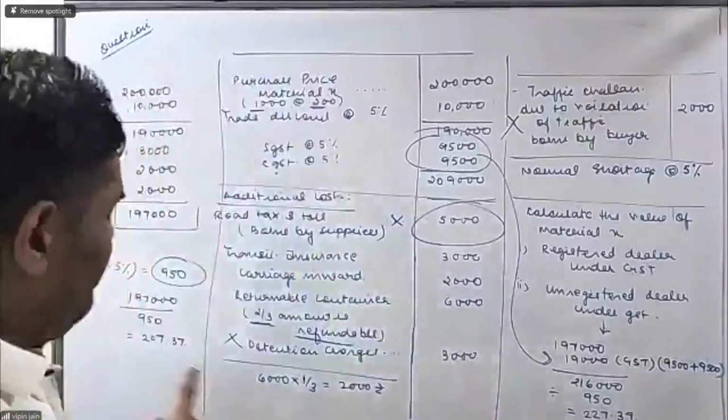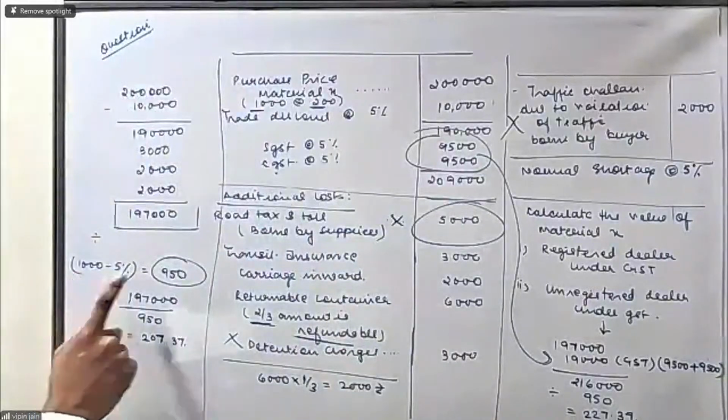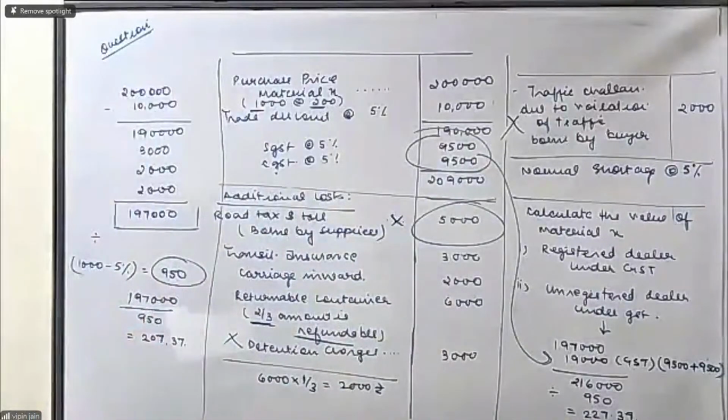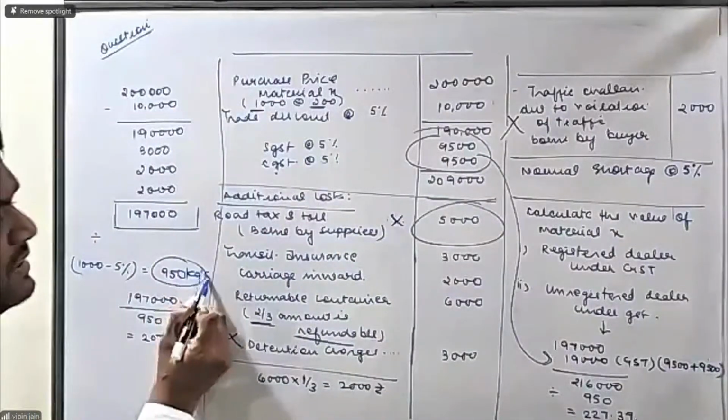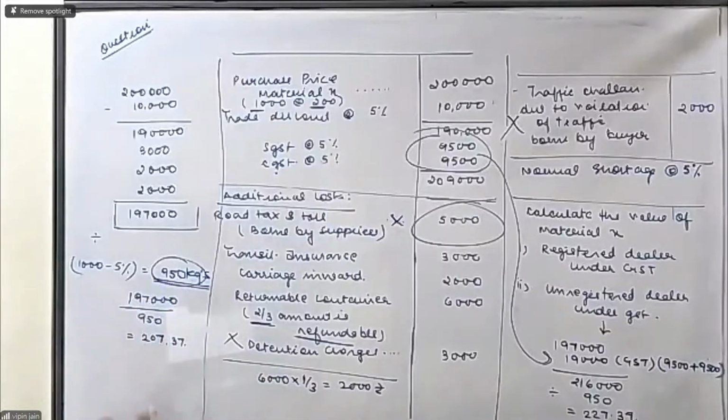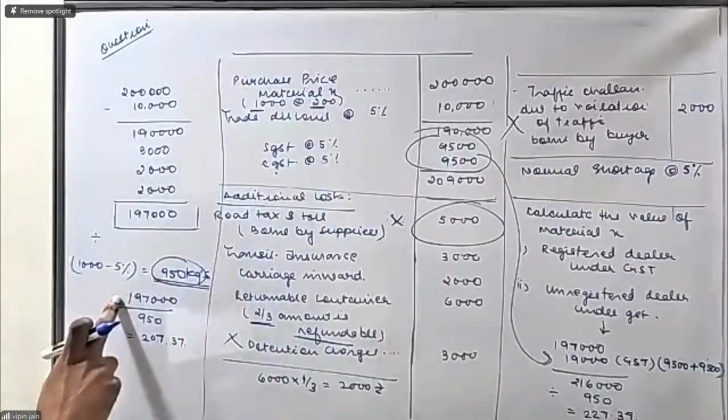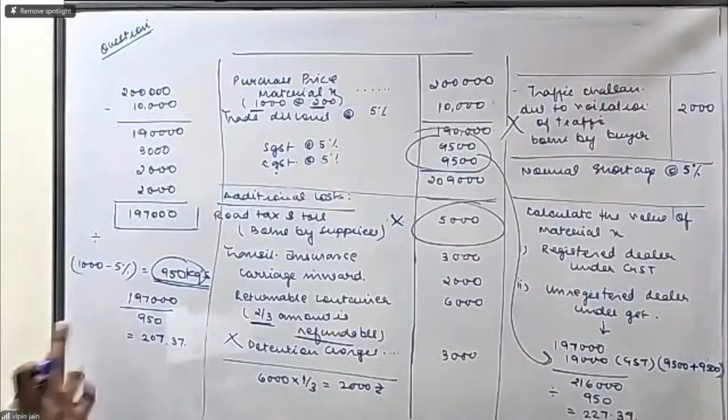Normal shortage, see, I have taken it. 1,000 minus 5%, we have taken the net quantity, that is 950 kgs. So 1,97,000 is the total cost divided by 950 kgs.